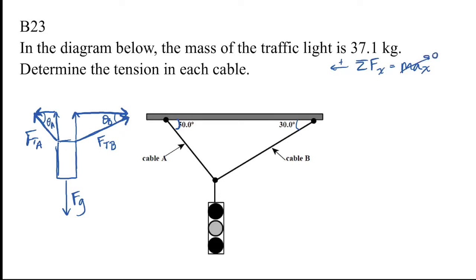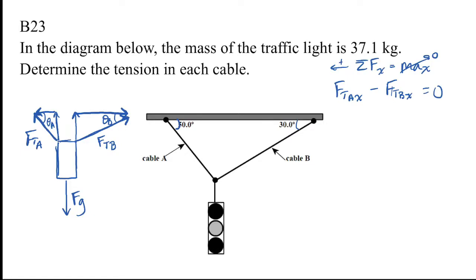So what are my forces in the X direction? Well, I have the force of tension in A in the X direction. And then from that, I'm going to subtract the force of tension of B in the X direction, because of course one is going to the left and one is going to the right. So I do need to subtract those, and that should equal to 0.